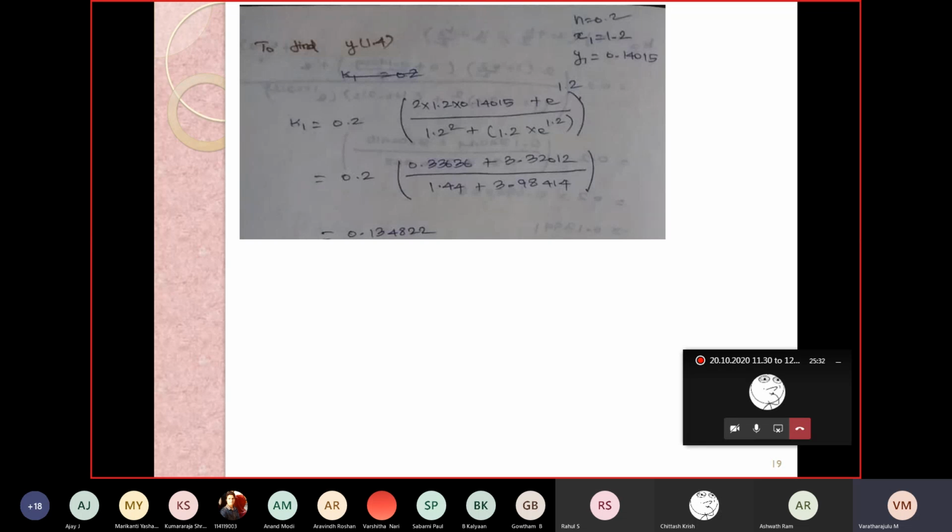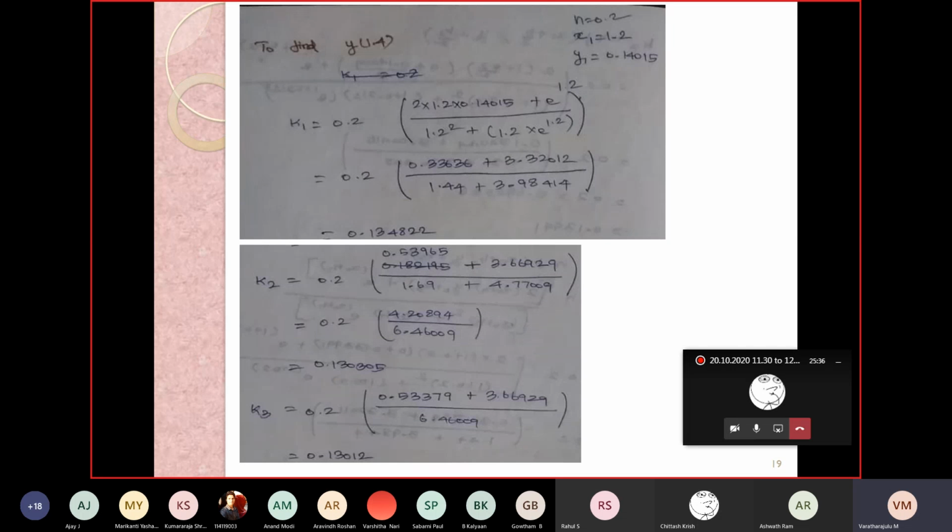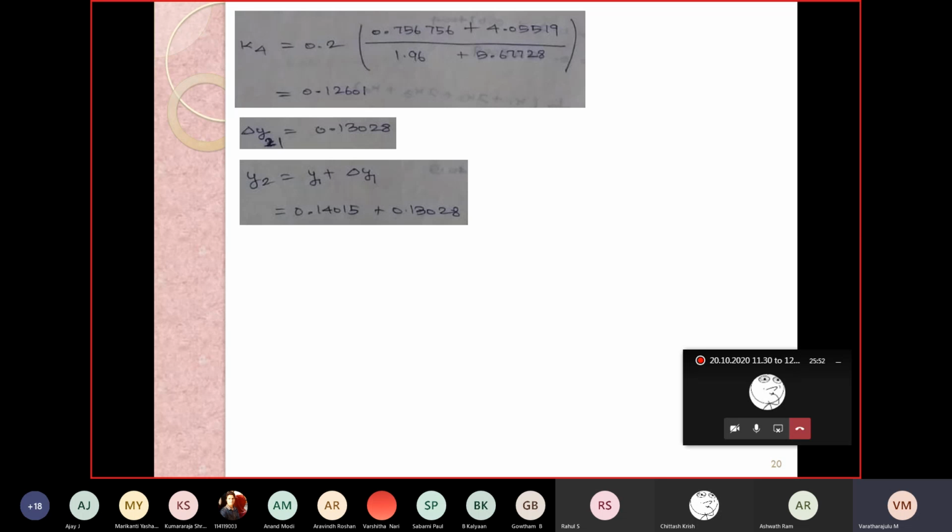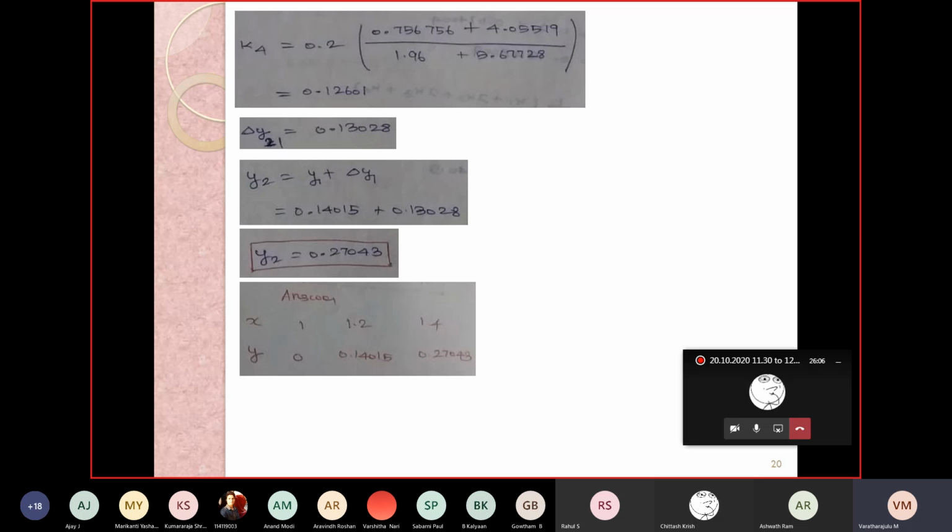Here k1 is equal to 0.134822, and k2 is equal to 0.130305, and our k3 is equal to 0.13012, and our k4 is equal to 0.12601, and our delta y1 is equal to 0.13028. Therefore our y2 is equal to y1 plus delta y1. By accumulating these two values, we get y2 is equal to 0.27043, and this is the result.